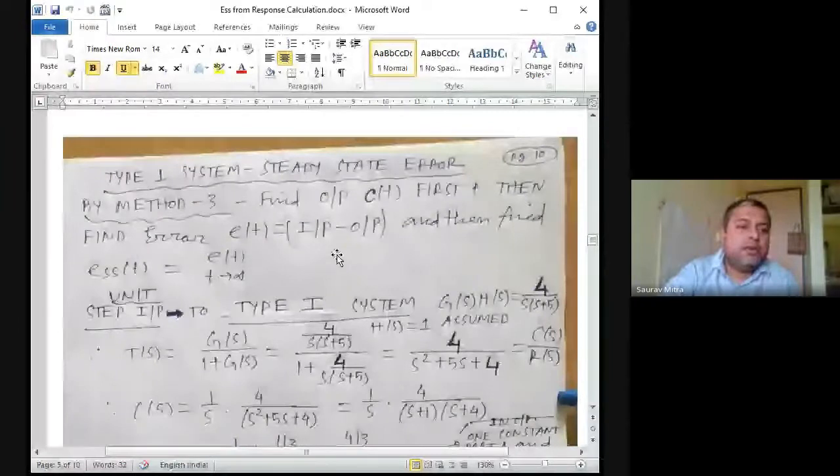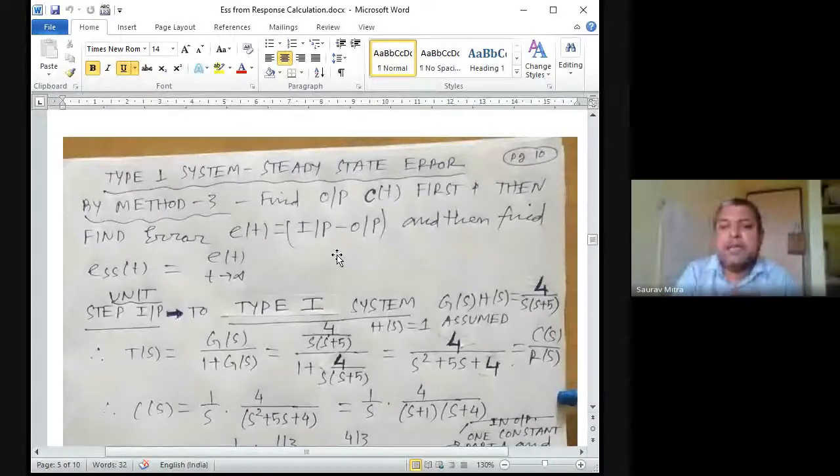Take input minus output, and whatever function we get, we will take to t tends to infinity. So this is the third method explained in brief. That is, find the output c(t). What will be given is G(s)H(s), or actually given is G(s), because H(s) is equal to 1. So first find what is c(t). To find c(t), we first find what is C(s) by R(s), or we first find what is T(s). There we find C(s) is equal to R(s) into T(s), and there we substitute R(s) is equal to 1 by s or 1 by s cube, depending on whatever is the requirement.